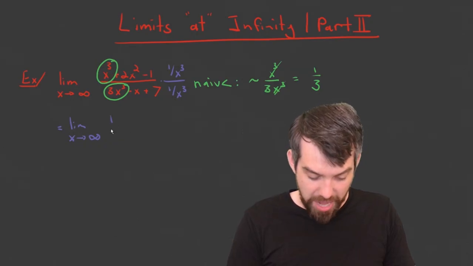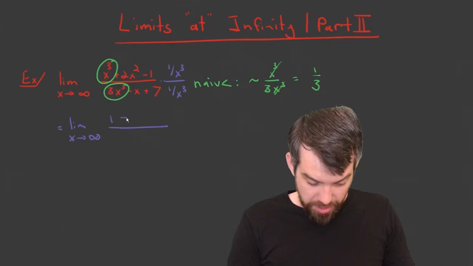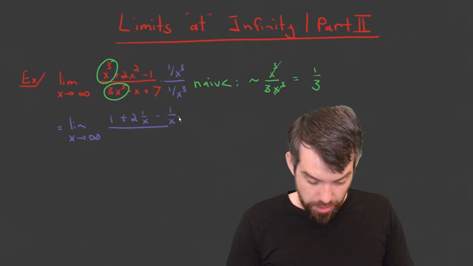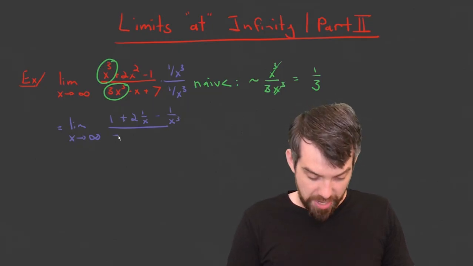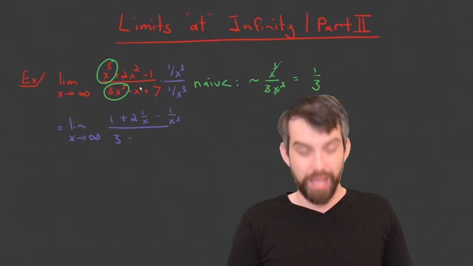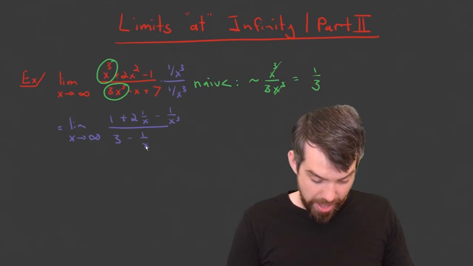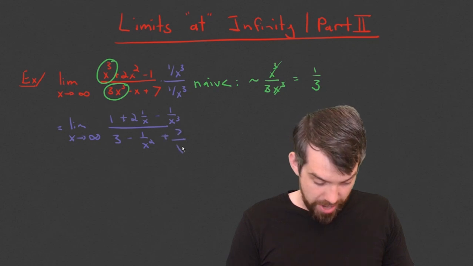So x cubed is going to become a 1. x squared divided by x cubed is going to be plus twice, and then I have a 1 over x. And then minus 1 over x cubed. So that's what the top becomes. And then the bottom, 3x cubed divided by x cubed just becomes a 3. x divided by x cubed is going to become a 1 divided by x squared. And then finally a plus 7 divided out by x cubed.